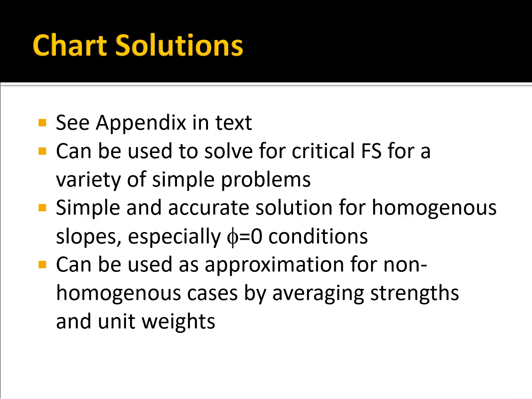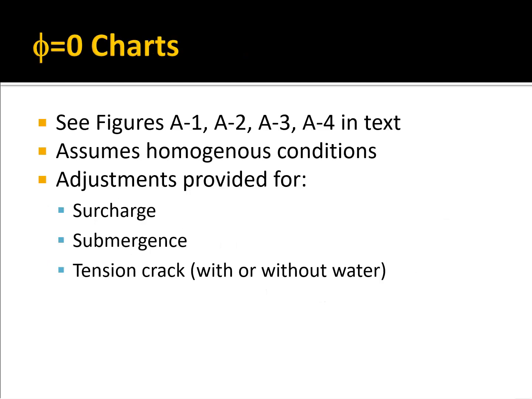So chart solutions are covered in the appendix of your textbook, Soil Strength and Slope Stability by Duncan, Wright, and Brandon. And you can use them to calculate the critical factor of safety for a pretty significant variety of simple problems, particularly with homogeneous slopes with simple geometry. They're especially useful for phi=0 or undrained conditions, which is primarily what we're going to focus on. And you can even use them for non-homogeneous cases if you average the strengths and the unit weights, which we'll talk about at the end of these slides.